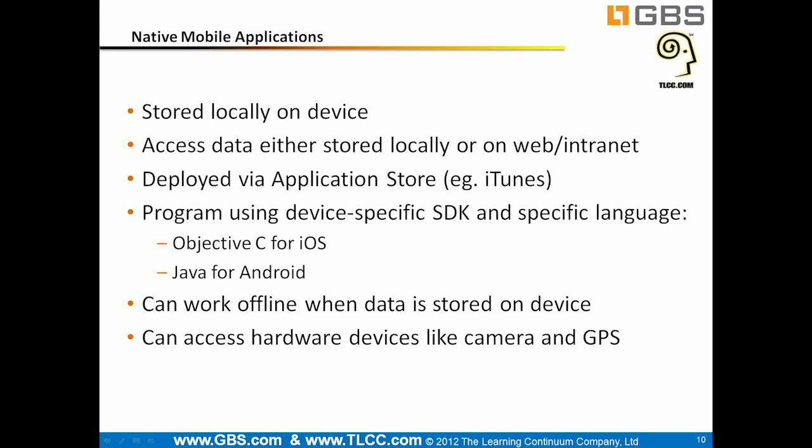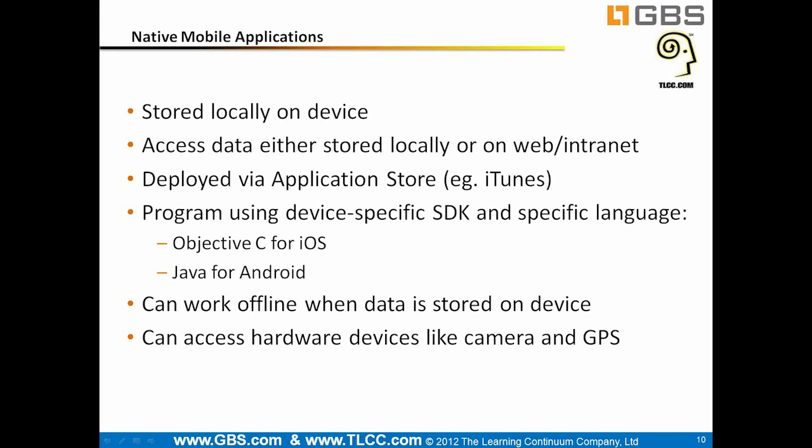The data is stored either locally or, in some cases, like an app that I use a lot for the Weather Channel, it goes out on the internet and pulls down the data whenever I check the weather. So the data can be stored either locally or on the web. Typically these apps are programmed using the device-specific software development kit. For example, there's an Objective-C language for the iPhone and iPad devices, and for Android you use Java. And they have their own SDK as well that you can get from the Google website.